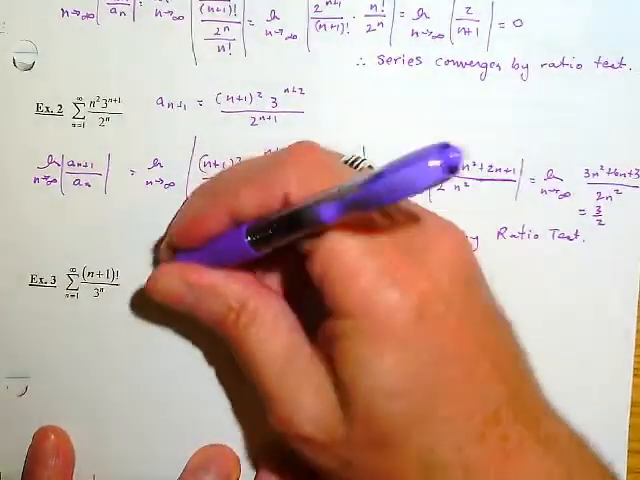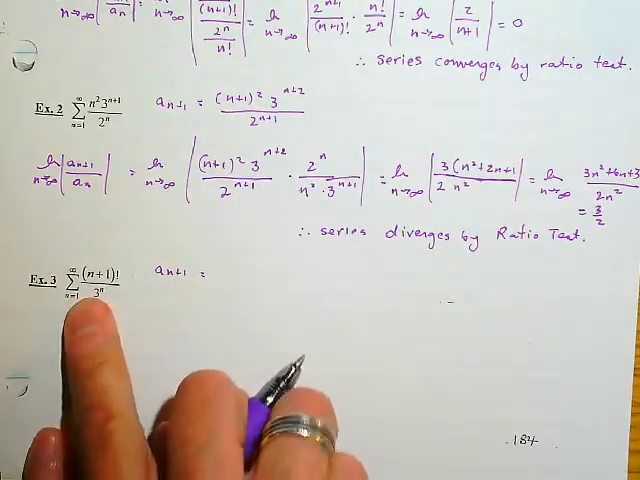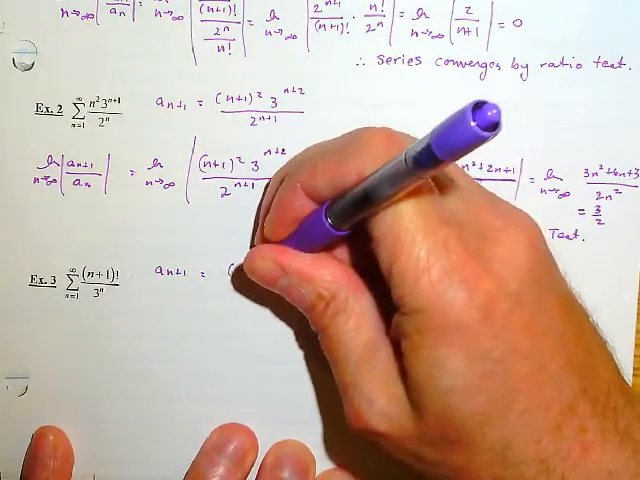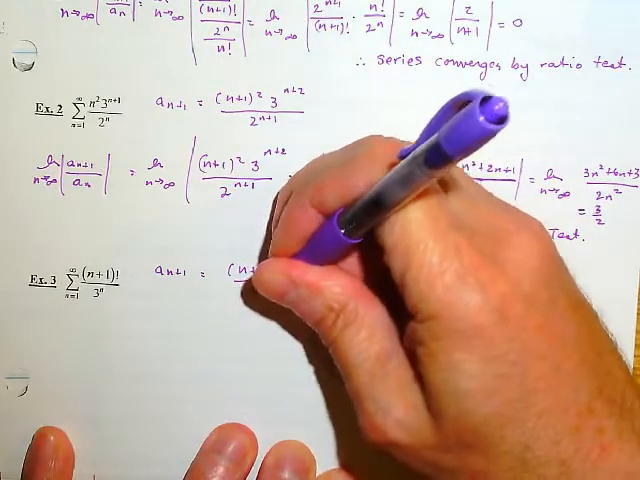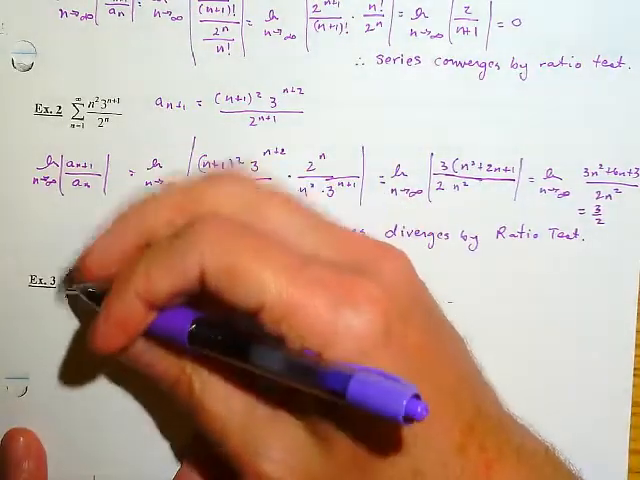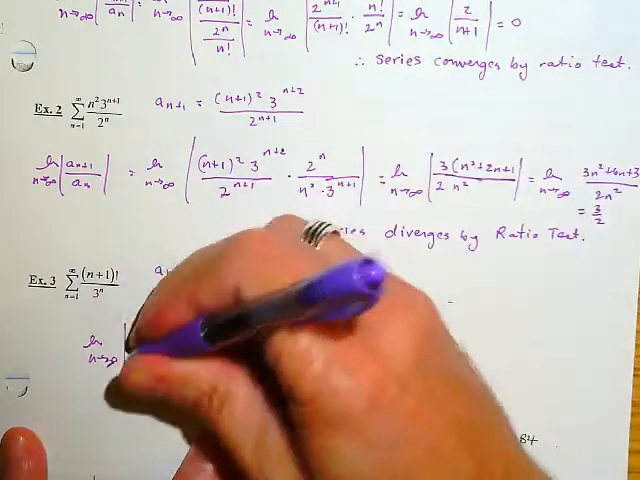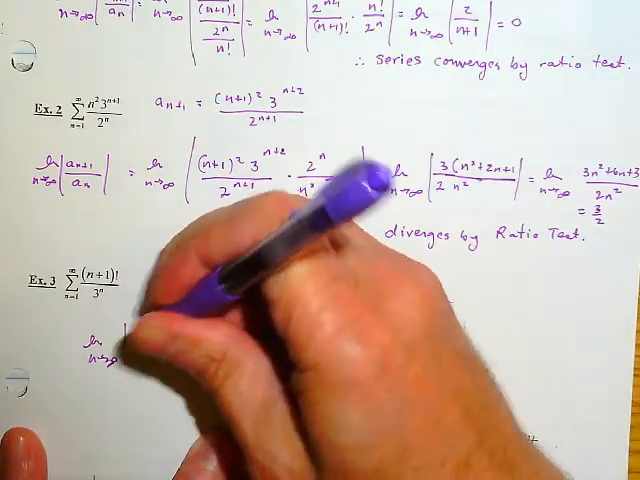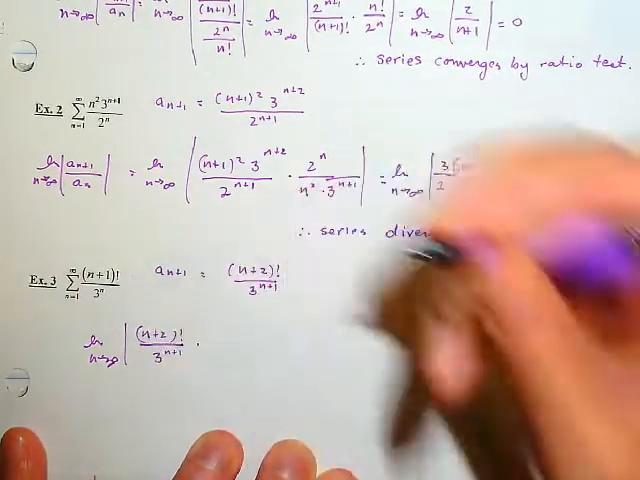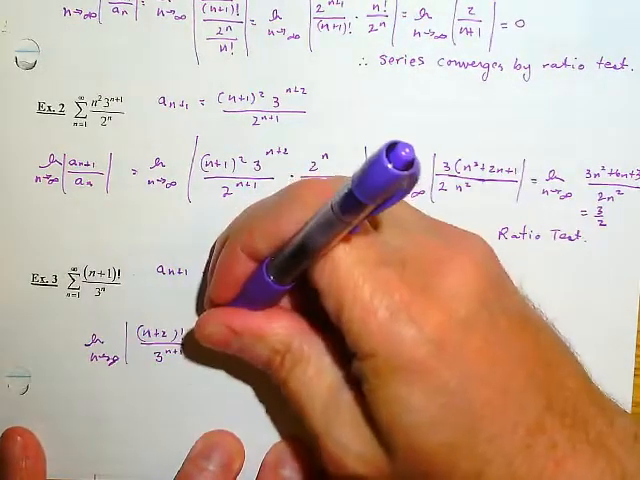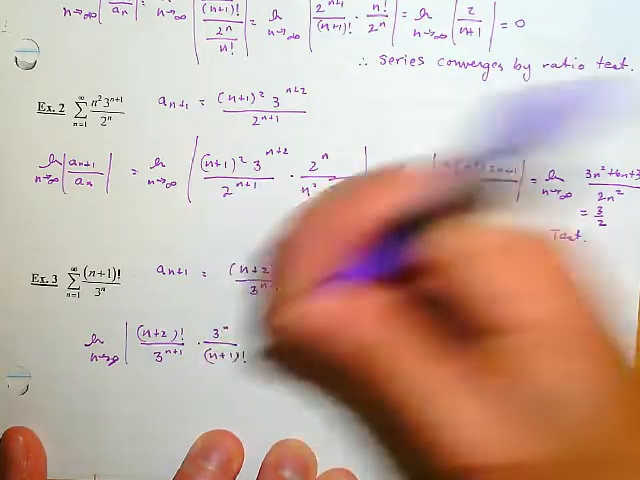All right? A sub n plus 1, last one. Well, wherever I see an n, it's plus 1, so isn't that n plus 2 factorial? Over 3 to the n plus 1. So I'm going to take the limit as n approaches infinity of the absolute value, n plus 2 factorial, over 3 to the n plus 1, divided by, but we'll just flip and multiply, 3 to the n, and n plus 1 factorial.